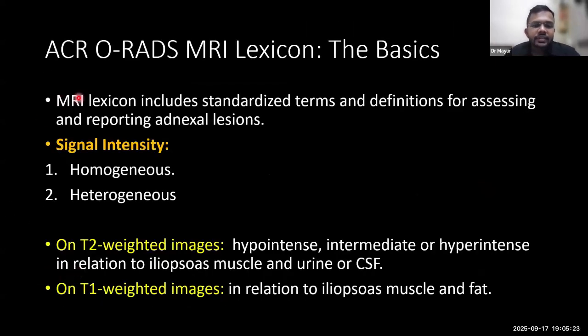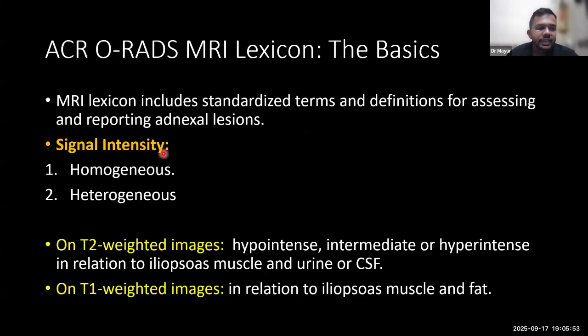The ACR committee has given us a basic lexicon, that is, standardized terminologies and definitions for assessing and reporting adnexal lesions, where the characteristics of the ovarian lesion have been given standard definitions. For example, its signal intensity, the enhancement pattern, the fluid component of the lesion, the solid component of the lesion. Everything has been defined well in this lexicon.